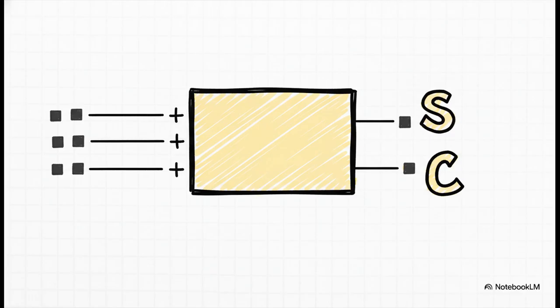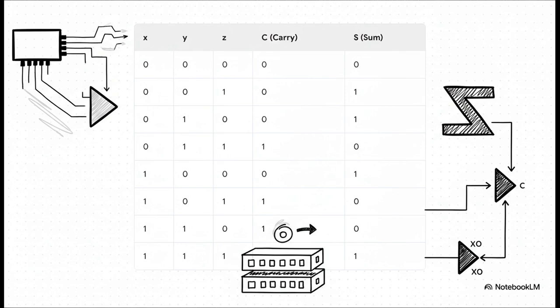Its job is simple but absolutely critical. Add 3 single bits together and give us 2 results, a sum bit and a carryout bit for the next column. This truth table shows us everything it needs to do.